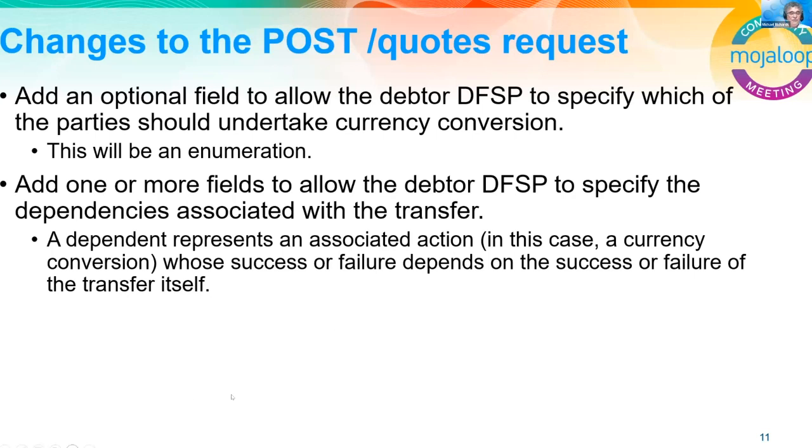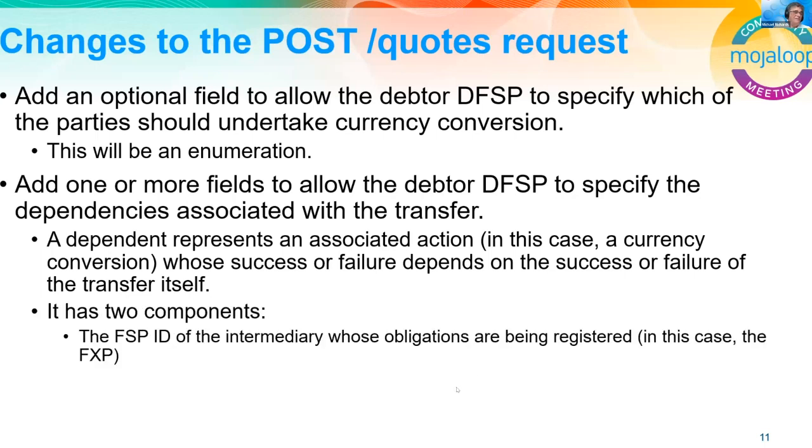Now, this has got two components. The first is the FSP ID of the intermediary whose obligations are being registered. In this case, it'll be the FXP. And the second is the ILP condition for the intermediary operation. And this allows the switch, when it comes to interrogate these fields later on, to understand which reservation it should go looking for the currency conversion.